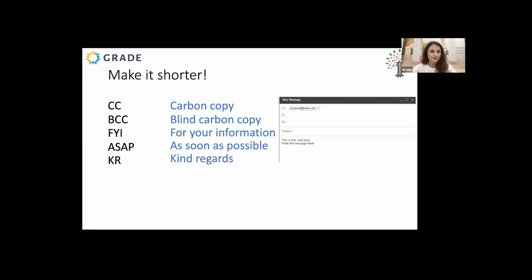Kind regards, KR. Those words, FYI, ASAP, kind regards, are they going to be used in a more formal email or in a more informal style when you're writing to people who you know? Informal. Yeah, in a more informal style, but still for work. Usually it's when you know the person well.